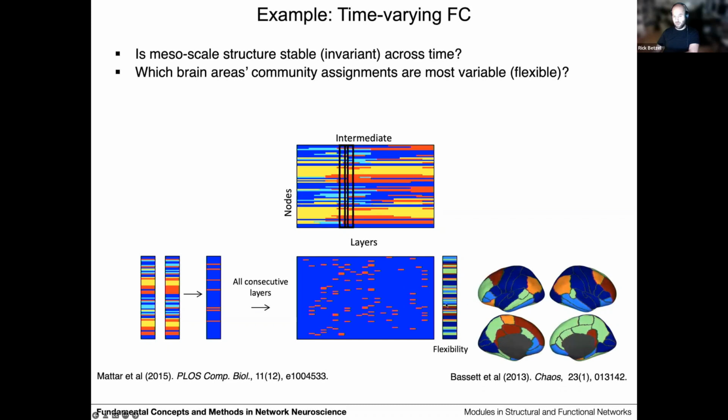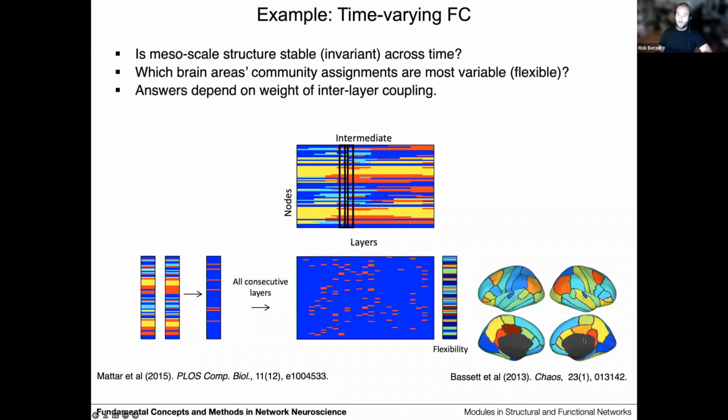If we were to project these values back onto the cortical surface, we would get a map like this. We could repeat the algorithm 100 times and get an average flexibility, which looks a little bit smoother and in some ways a little bit cleaner. We would get a pattern that might look like this.